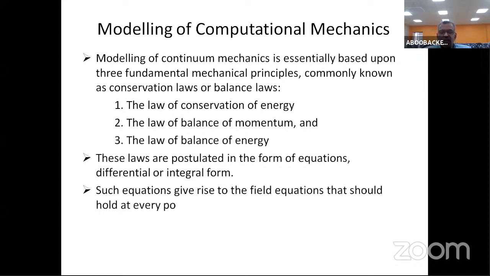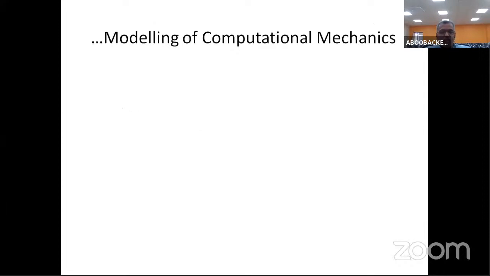Such equations give rise to field equations that should hold at every point of the continuum. The equations are to be valid for the entire region of the domain of the physical system we have chosen, including its boundaries, and for all times. It should not be valid only at a particular instant of time. Throughout its operation, as well as everywhere within and on the boundary, it should be valid. That is what we call the field variables or field equations.